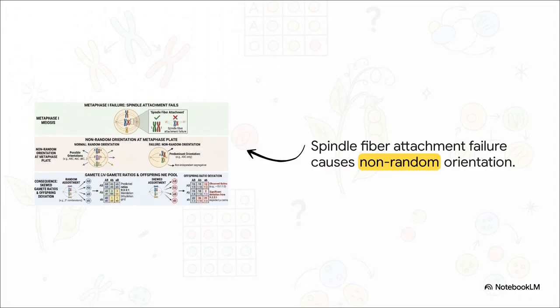Furthermore, sometimes structural cellular failures can entirely override the whole process. Say a spindle fiber just fails to attach during metaphase I. That structural failure forces the chromosomes to align non-randomly, which completely destroys the independent segregation math and results in huge, skewed deviations from our expected ratios.